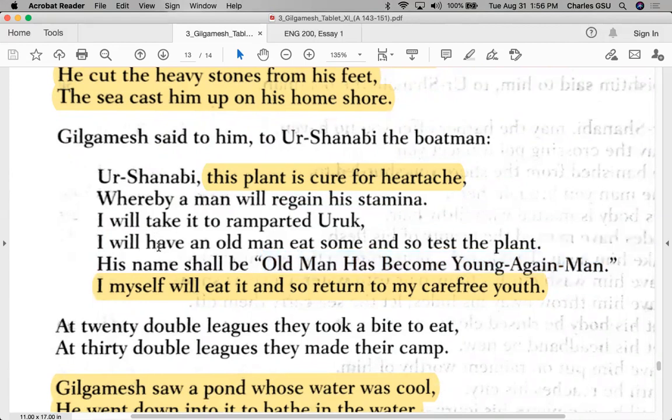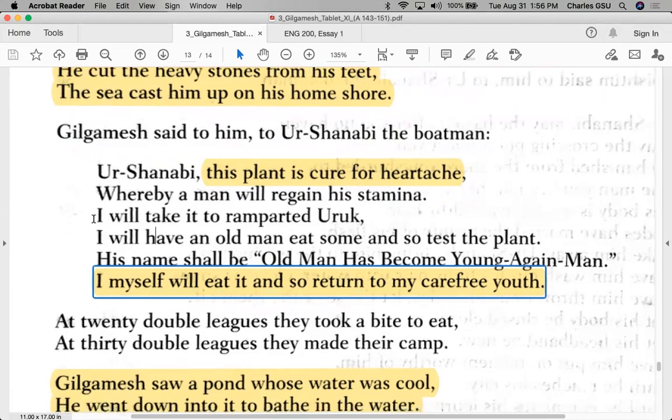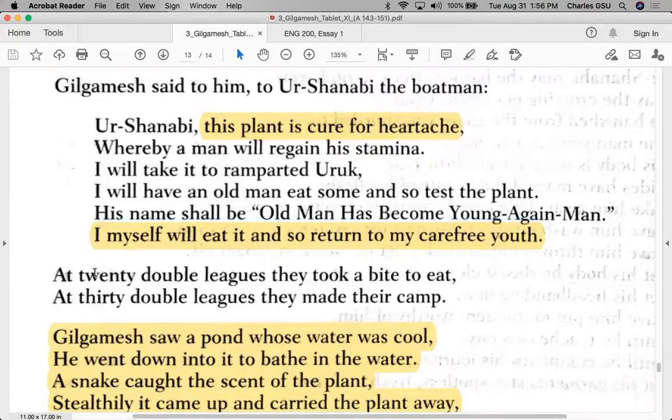And Gilgamesh says, I myself will eat it and so return to my carefree youth. I mean, it's been a common driving force for human beings for a long time. We're still trying to do it. That is to find the elixir of life, if you will, or reverse aging. So it's probably as old as human beings have been around that we've been trying to not die.